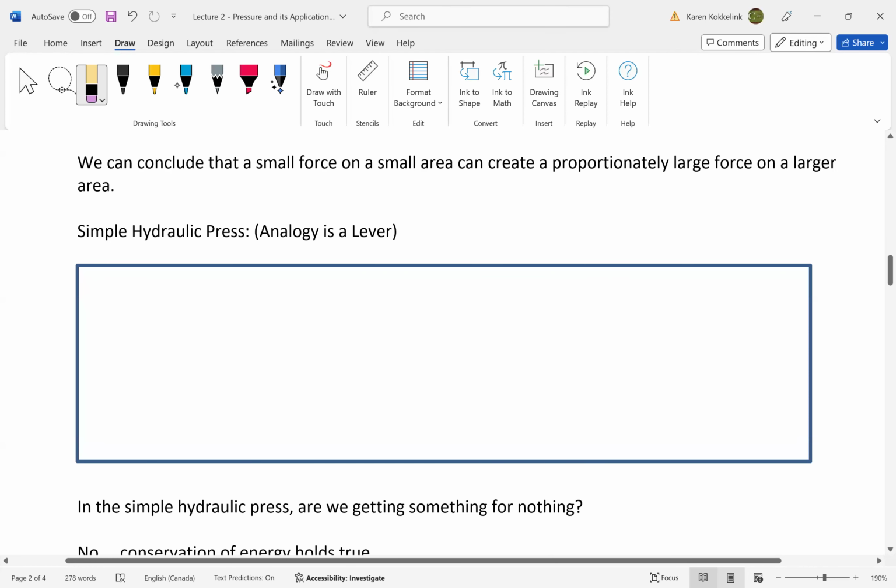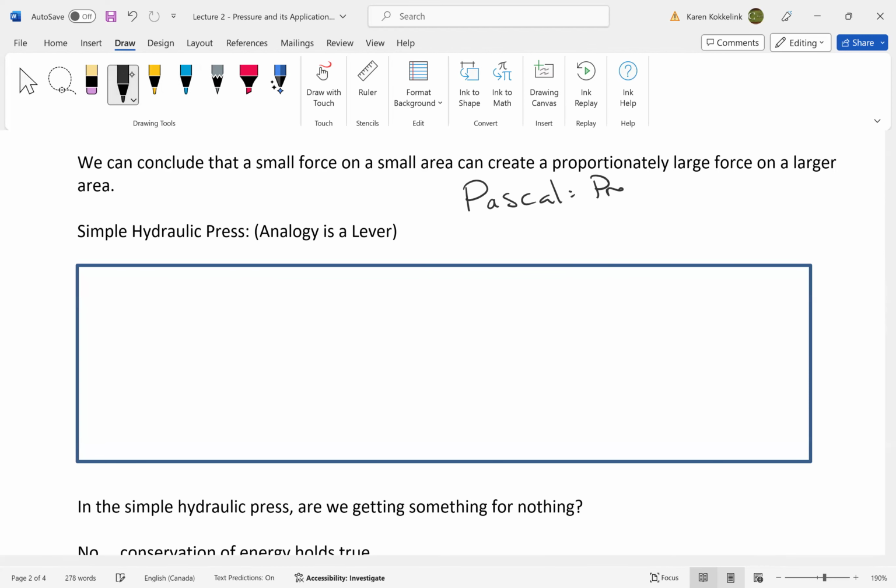So, Pascal's law. Pascal said that pressure is distributed evenly in a contained area. Pascal said the pressure is distributed evenly in a contained area.